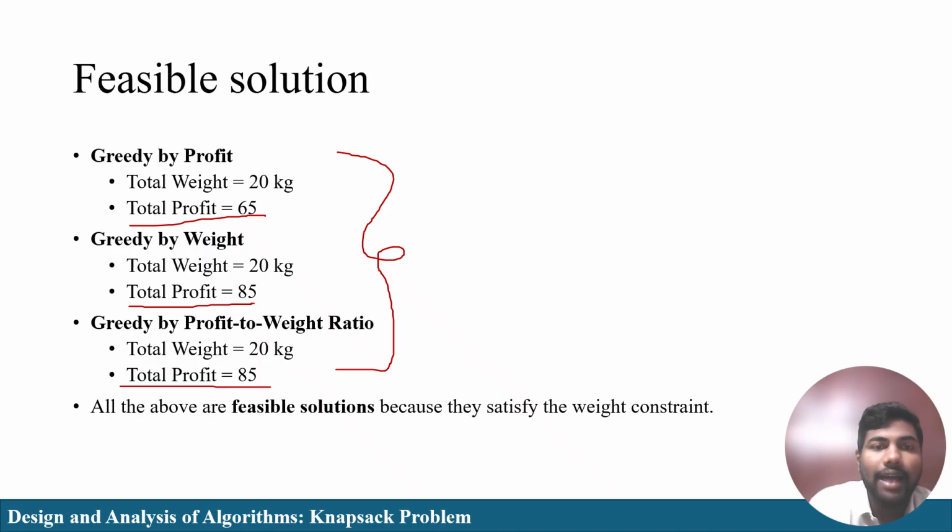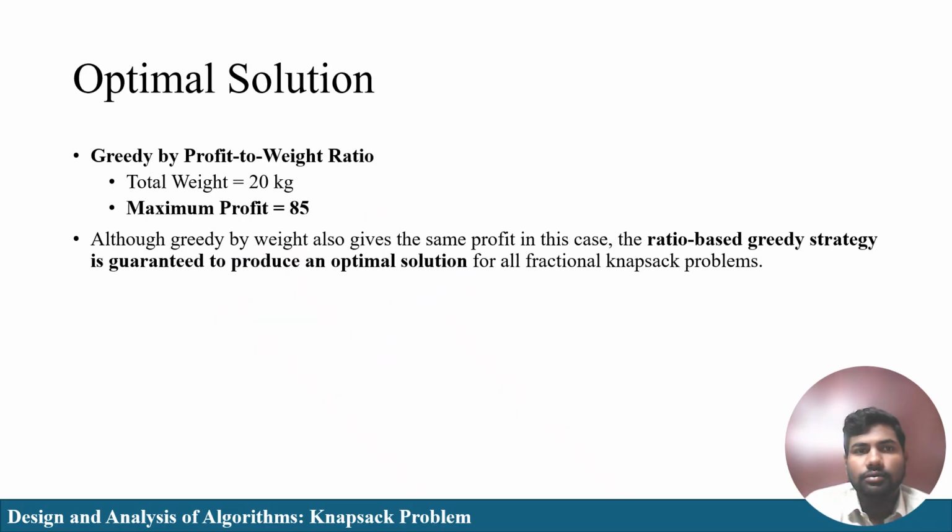Here we got a maximum profit from greedy by weight and greedy by ratio. Greedy by profit to weight ratio has given the maximum profit, that is 85. Although greedy by weight also gave the same profit in this case, greedy by weight does not give an optimal solution every time, but greedy by ratio gives an optimal solution every time for all knapsack problems.